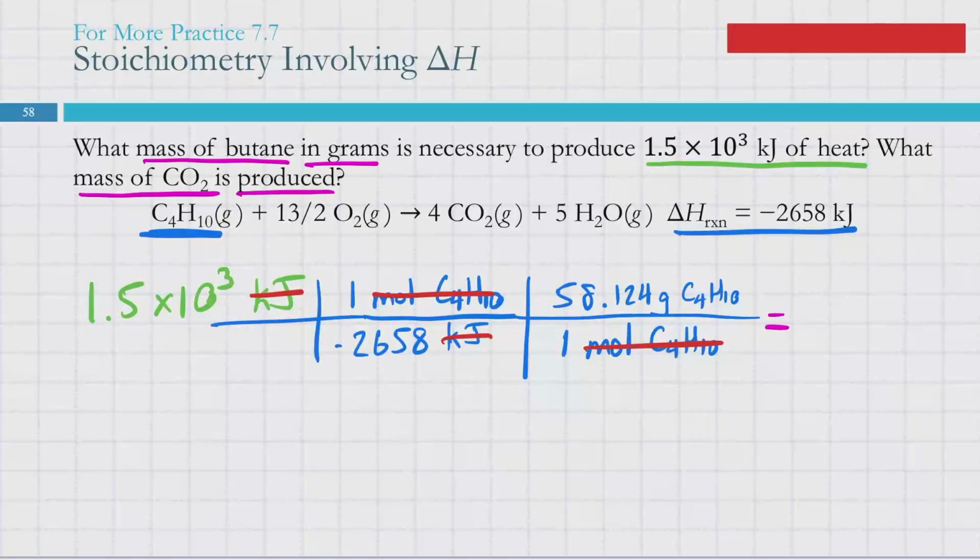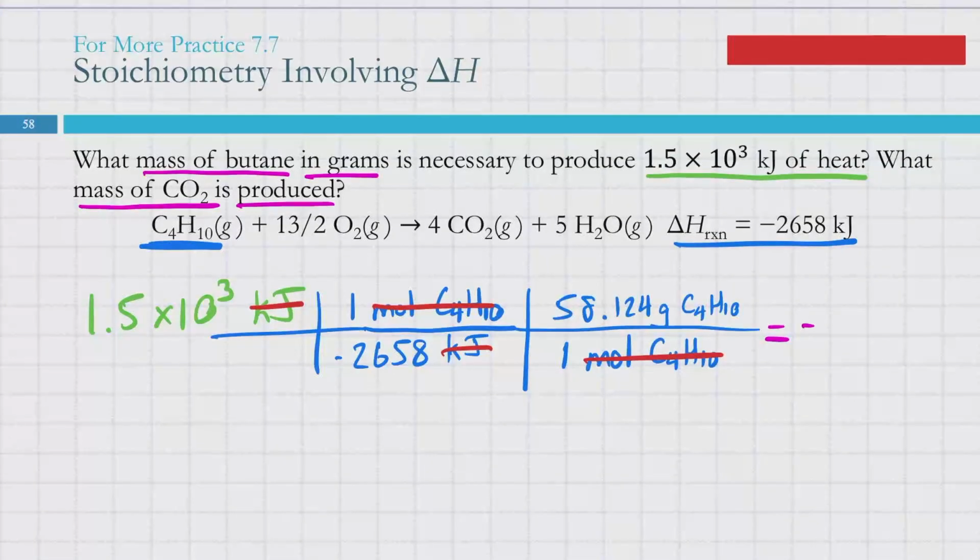Any questions about the way that we set this problem up? The number that we get out, the way that we've written this, is negative 32.8 and some other stuff grams C4H10. So that would round to negative 33 grams C4H10. Is that correct? Did we burn negative grams?